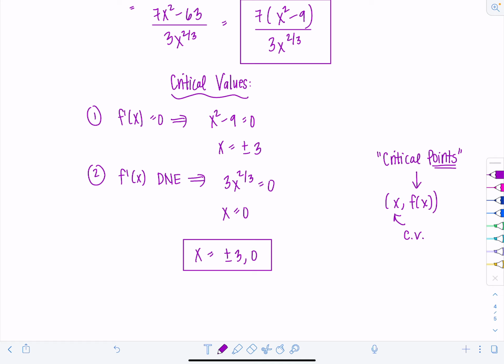Okay? I'll link my other video here if you want to see more about how you test for local extrema once you find the critical values. But this was just to help you with the mechanics.